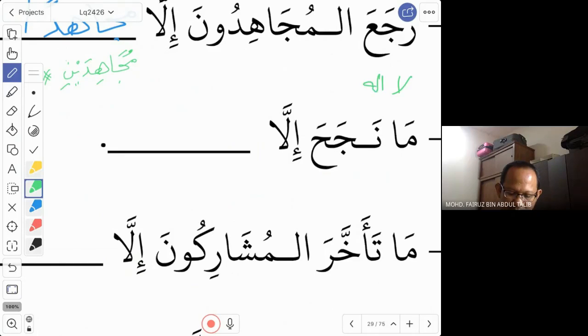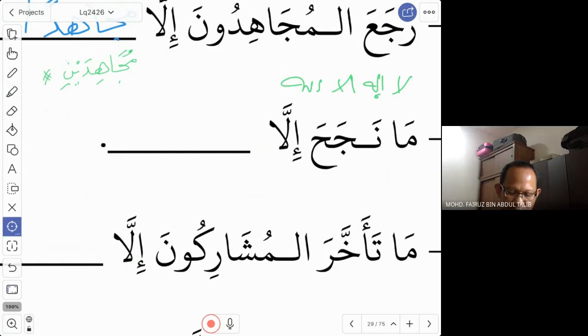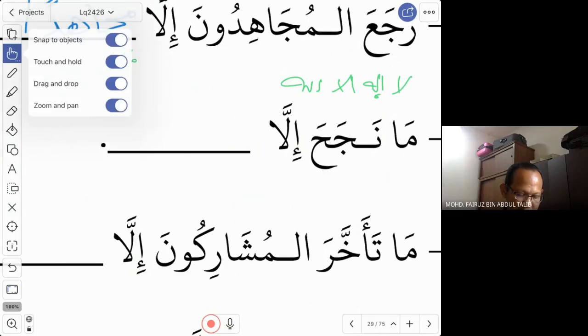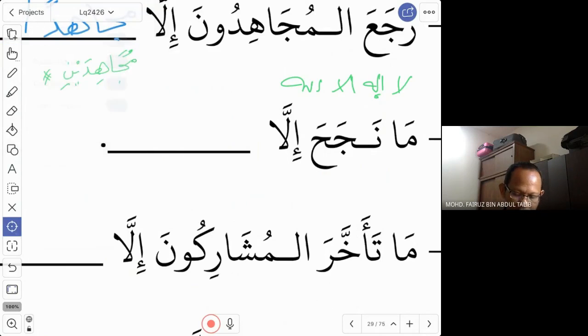La ilaha illallah. Okay, so what is the translation? There is no God but Allah. Or you can remove this illa and la, so the only God is Allah. So that is another way of translating the sentence with la and also illa. So ma najaha illa, did not succeed except this guy.